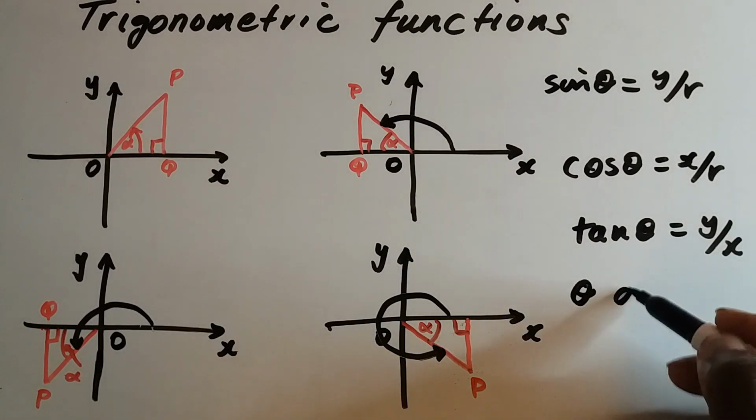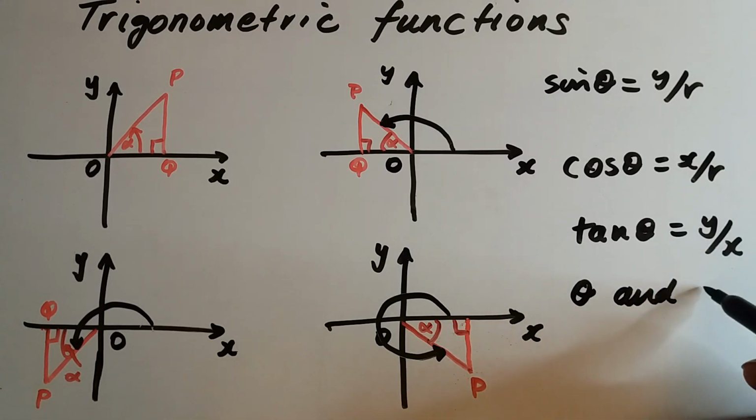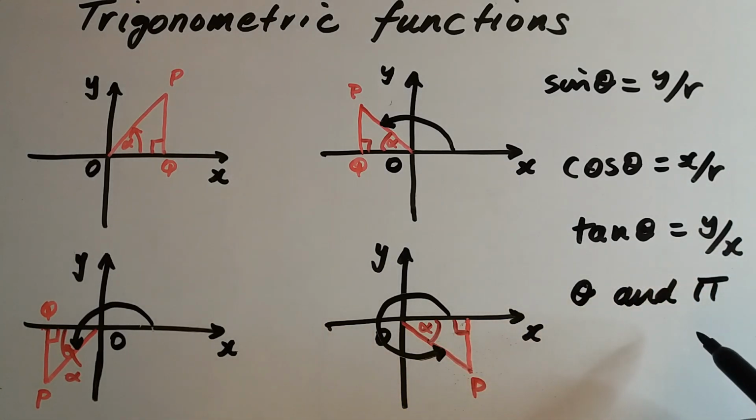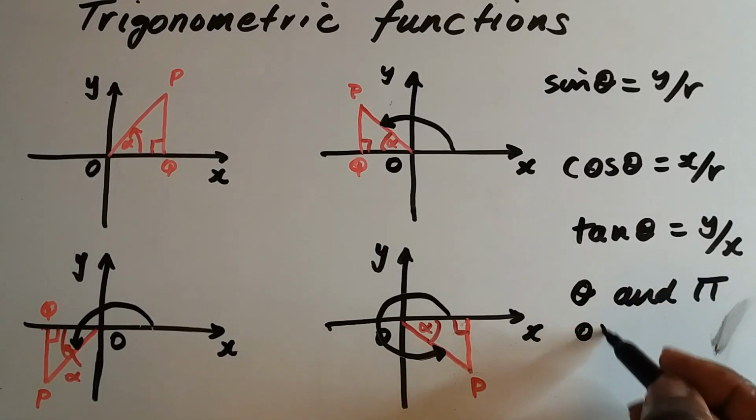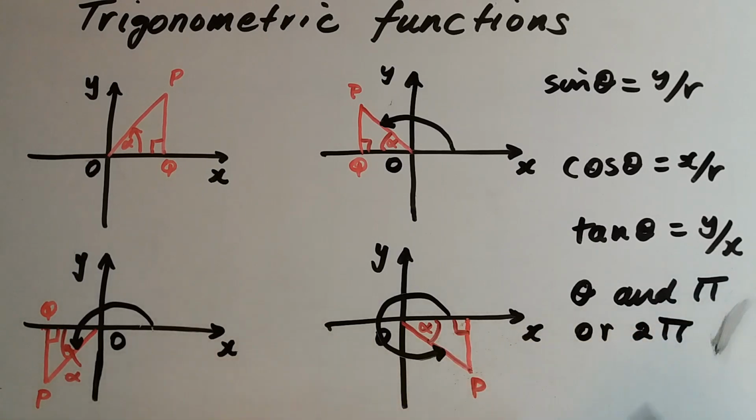theta and pi, or 2 pi. And where necessary for larger angles, multiples of 2 pi.